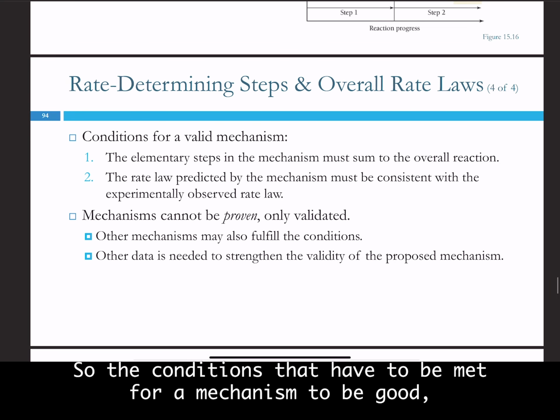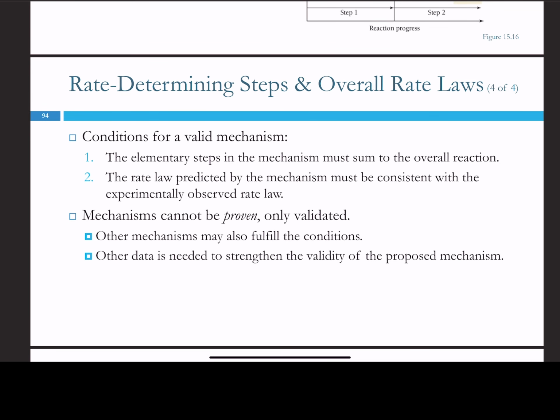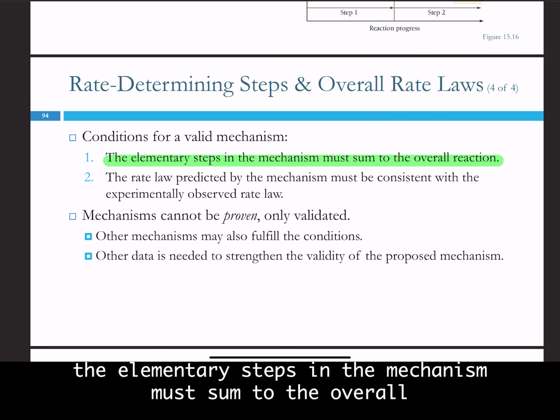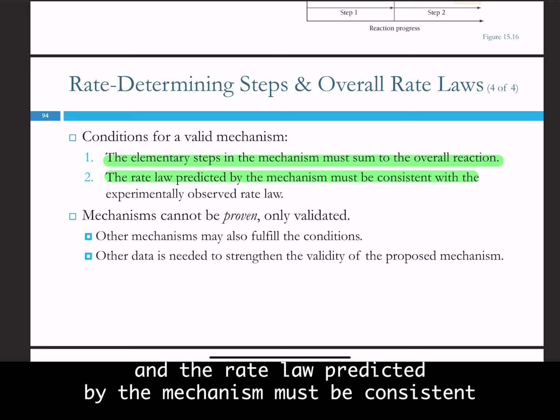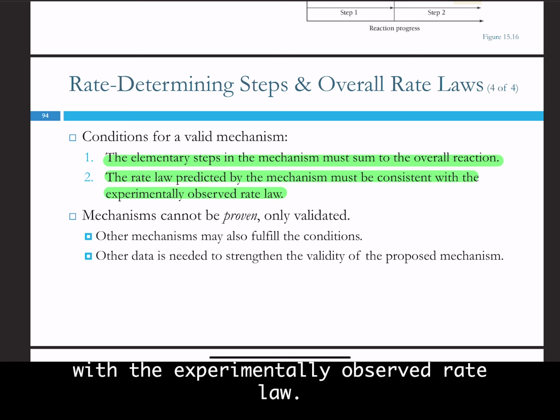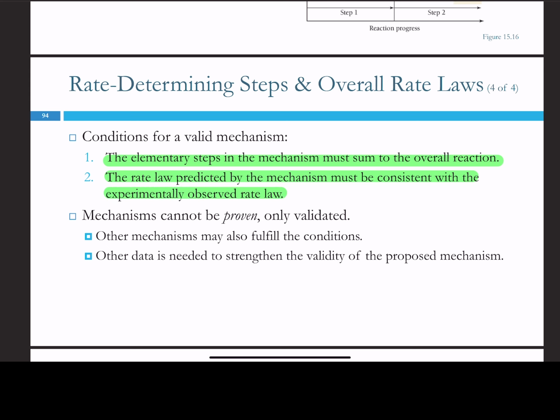So the conditions that have to be met for a mechanism to be good is the elementary steps in the mechanism must sum to the overall, and the rate law predicted by the mechanism must be consistent with the experimentally observed rate law.